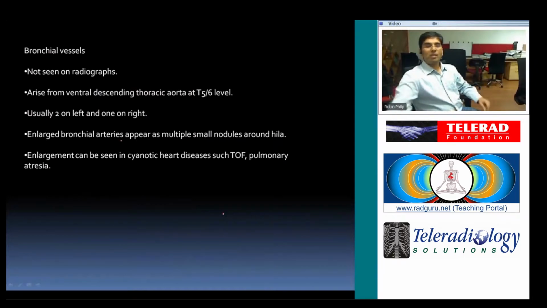And these enlarged bronchial arteries, in cases of congenital heart disease, may appear as small nodules around the hila. So once you know the patient has mitral heart disease, look for these collaterals around the hilar shadows. Okay, right.